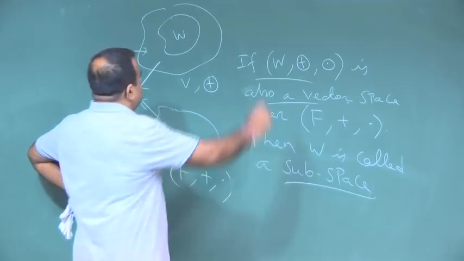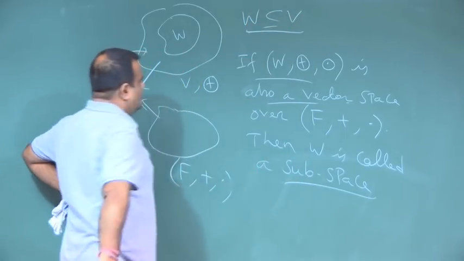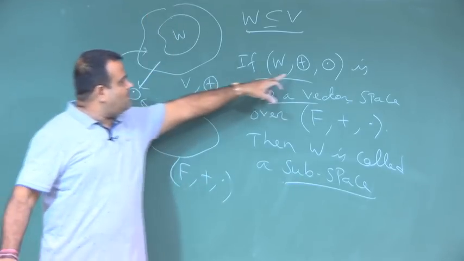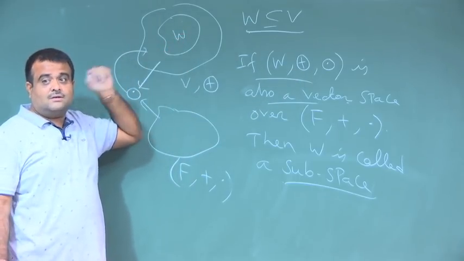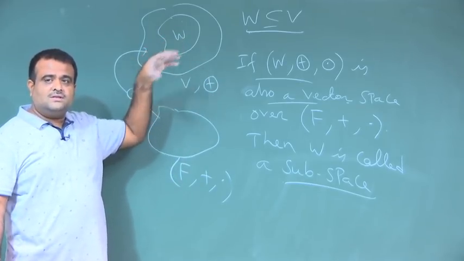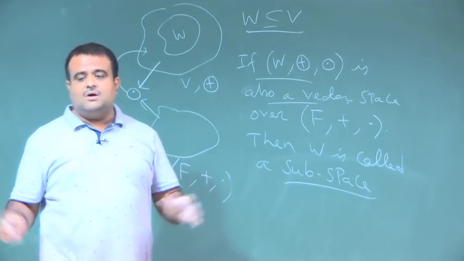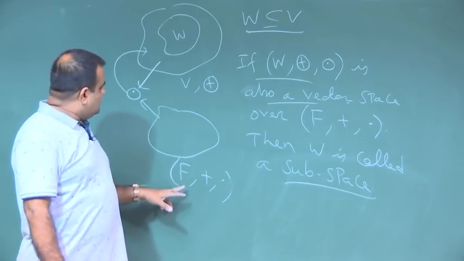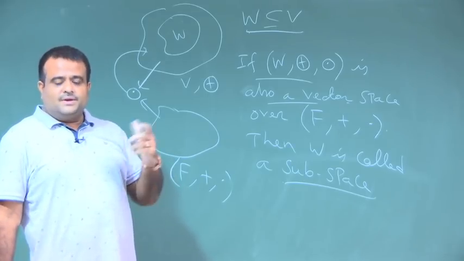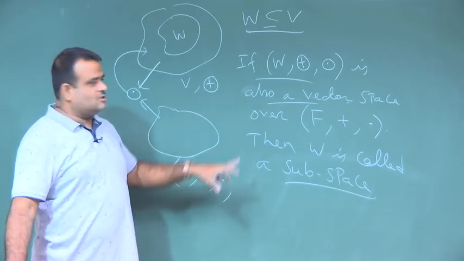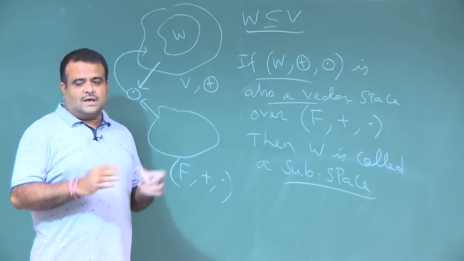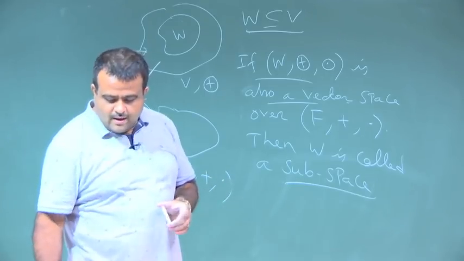Okay. Here W is a non-empty subset of V, and W is stable under these two operations. We know the meaning of stability: if you take any two elements from W and operate, it should give an element of W. That is the closure property we need. Only then can we define this induced plus, because we are restricting our set to W. The same holds for scalar multiplication. If W is stable under scalar multiplication and satisfies all the properties of a vector space, then we call W a subspace of V.